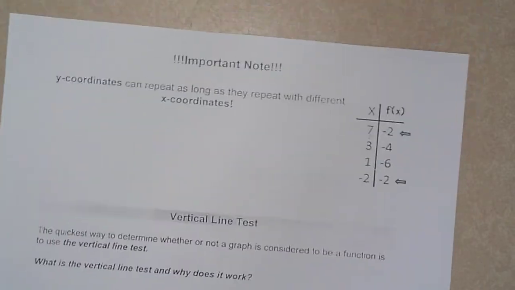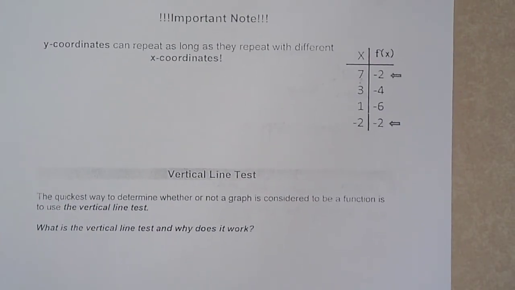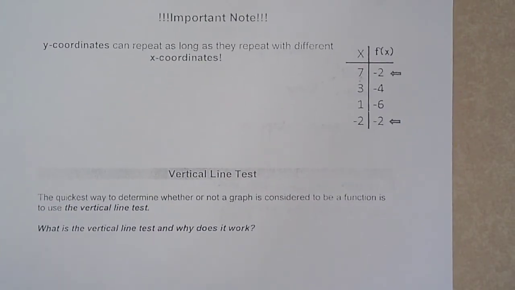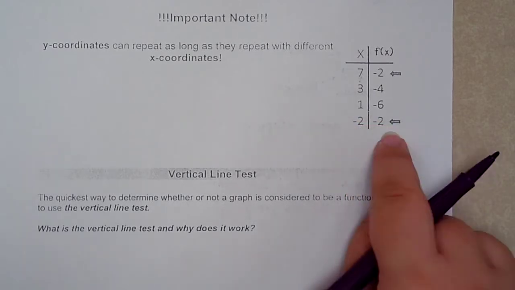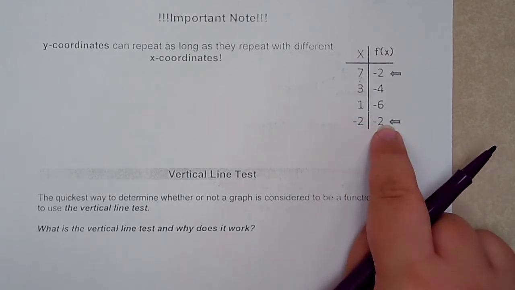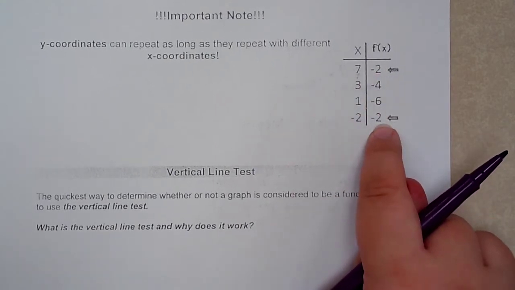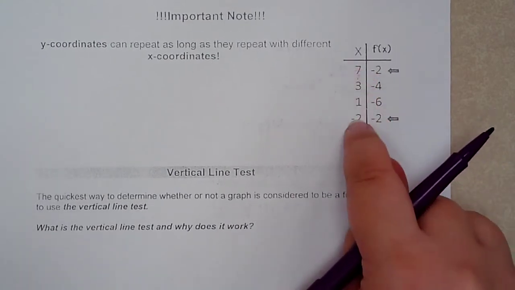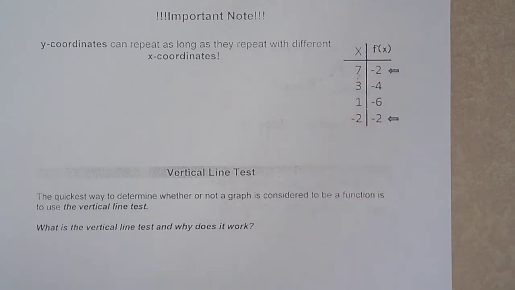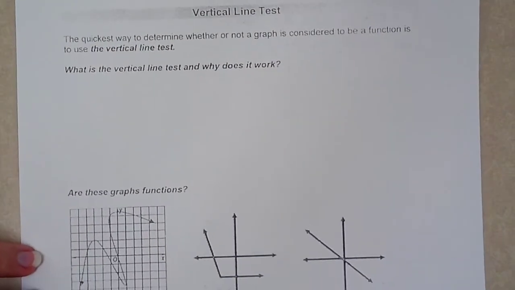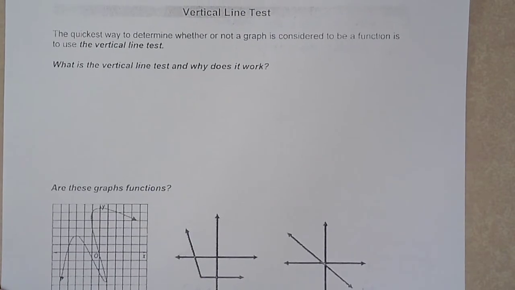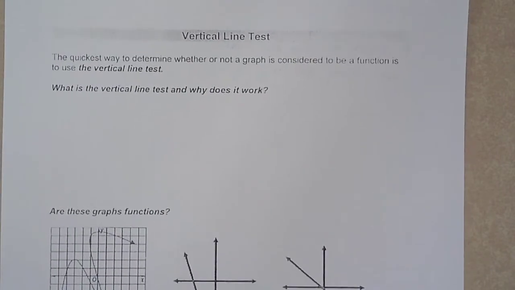All right, let's jump to the back. Really important note here is that y coordinates, so the range, can repeat as long as they repeat with different x coordinates. So we don't like it when x's don't have unique y's, but we're okay if we have y's that we can have a -2 and a -2 as long as they have different x's here. So why is that? Well, one way to look at this is by using the vertical line test.